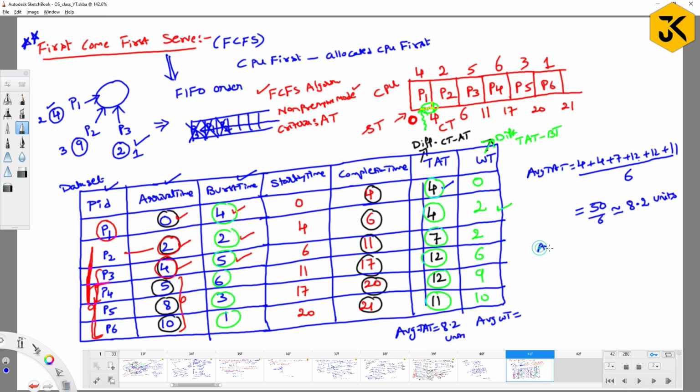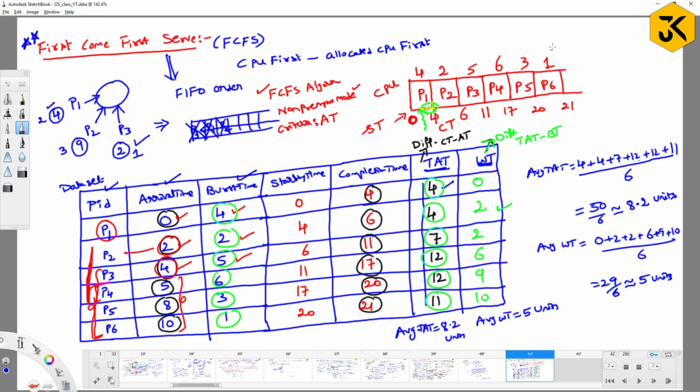So 8.3 units is the average turnaround time. What about the average waiting time? Average waiting time will be 0 plus 2 plus 2 plus 6 plus 9 plus 10, divided by 6. That is 10, 19, 29, so 29 by 6, which is approximately 5 units. Am I right? 6 times 5 is 30, 1 unit less, so it will be around 5 units. So the average waiting time will be about 5 units. Hope you understood the exact meaning of turnaround time and completion time.